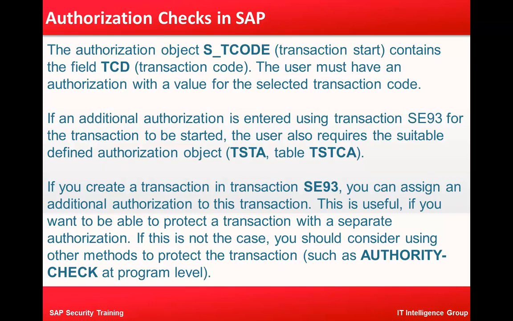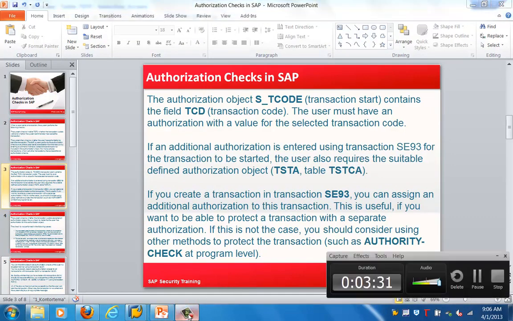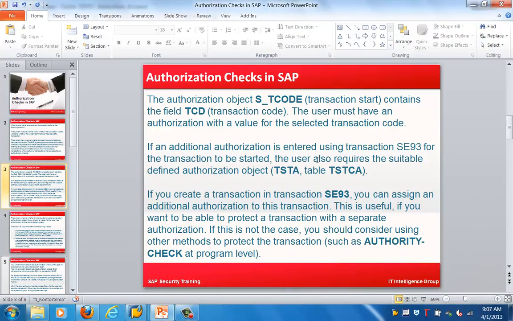To create a custom transaction we can go to SE93. If we assign it in SE93, the user requires a table-defined authorization object, which we can see in TSTA. If you create a transaction in SE93, you can assign an additional authorization to this transaction. This is useful if you want to protect a transaction with a separate authorization. If this is not the case, you should consider using other methods to protect the transaction, that is, an authority check at program level.